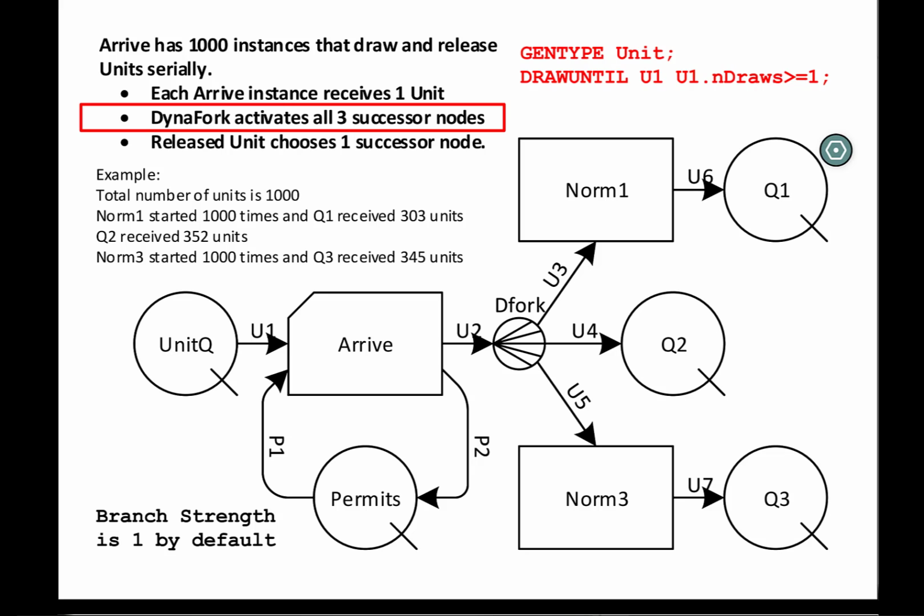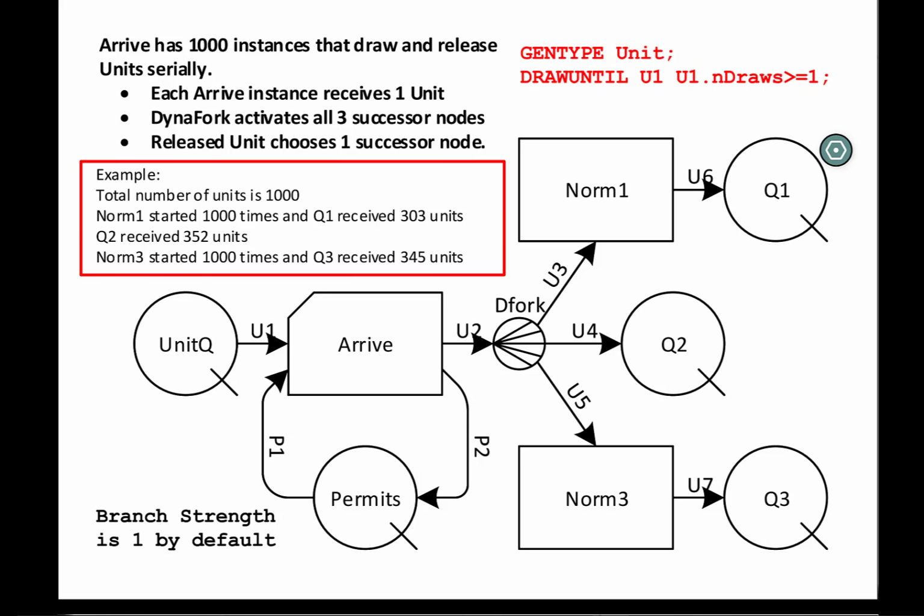A terminating instance of activity arrive will send a message to the dynamic fork, which will then send a message to norm1 and to norm3 to create instances. Then the terminating instance of activity arrive will release 1 unit, which will choose one of the 3 outgoing links and go either to norm1 or to Q2 or to norm3. The second terminating instance of activity arrive will follow a similar process.